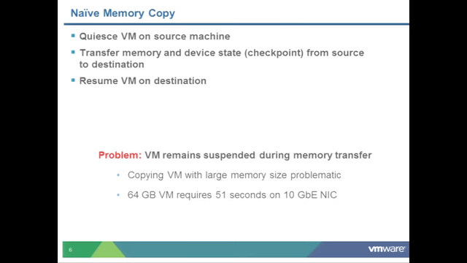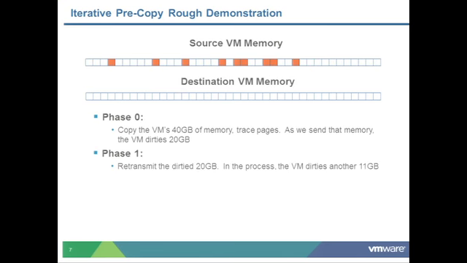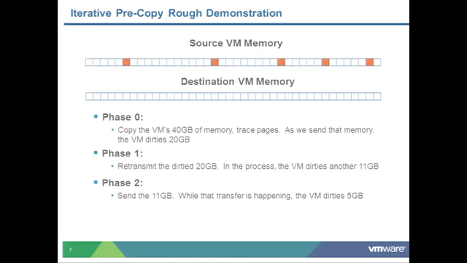So let's look at an example of how this works. Let's take a 40 gig VM. We copy all the content from the source host to the destination host. As we copy that memory, the VM is dirtying pages. So in this case, the orange or red blocks are dirtied memory. And let's say while we were taking that first pass of the 40 gigabytes of memory, the VM was running, so it dirtied another 20 gigabytes of memory, which means we have to recopy those 20 gigabytes. So in the next pass, we copy those 20 gigabytes. And while we make that pass of memory copy, the VM dirties another 11 gigabytes of memory. So that means we have to make another pass, copy that memory, and while we do that, the VM has dirtied yet another 5 gigabytes of memory.